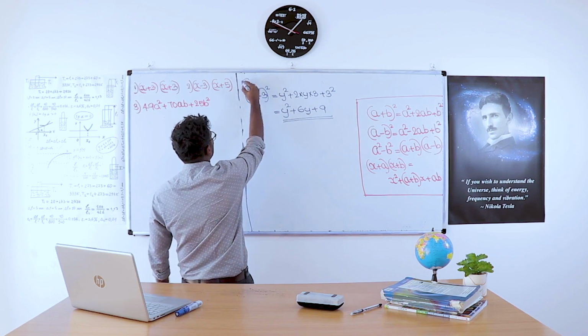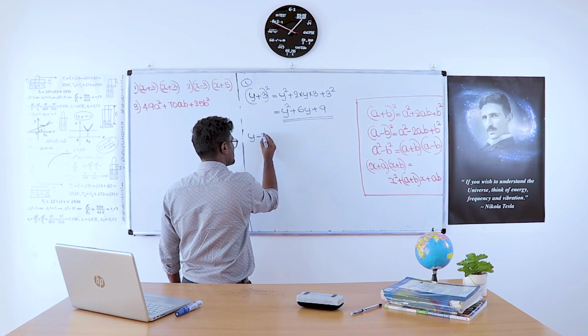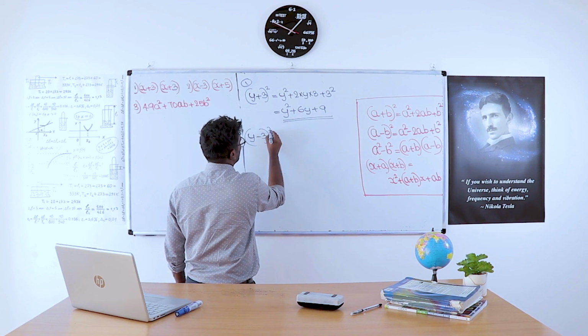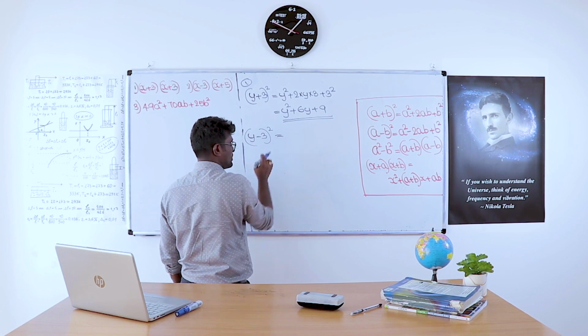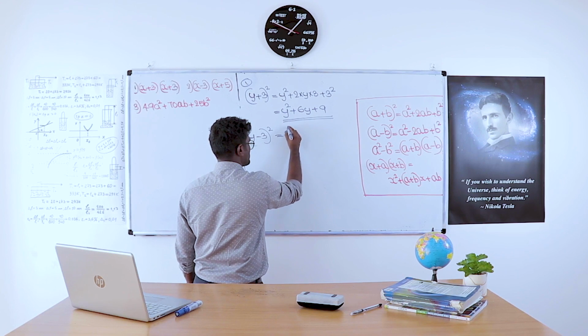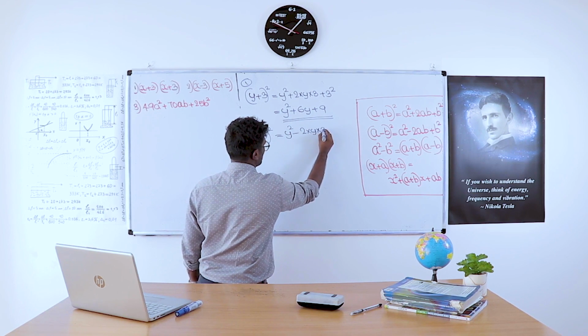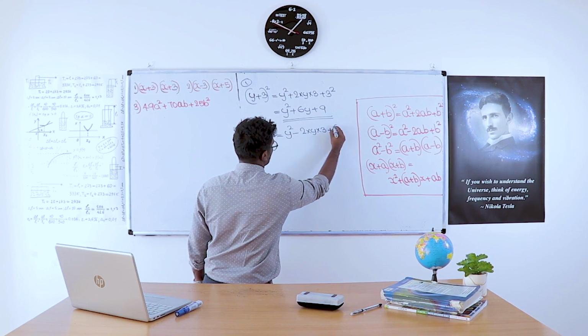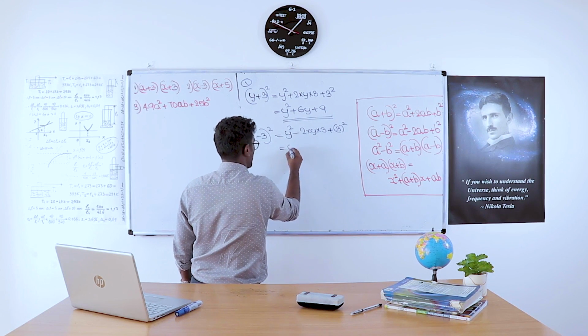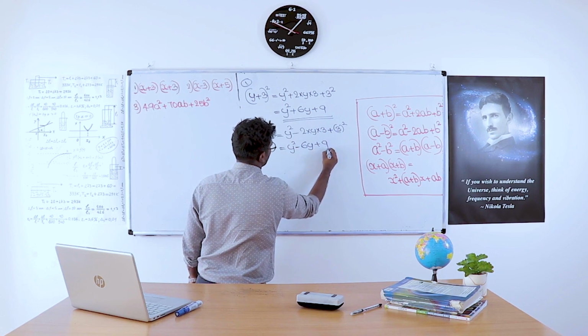Using the identity 1. What about a minus b the whole square? y minus 3 the whole square. How will you write y minus 3 the whole square? That is a minus b the whole square is a square minus 2ab plus b square. That is y square minus 2 into y into 3 plus 3 the whole square. That is y square minus 6y plus 9.